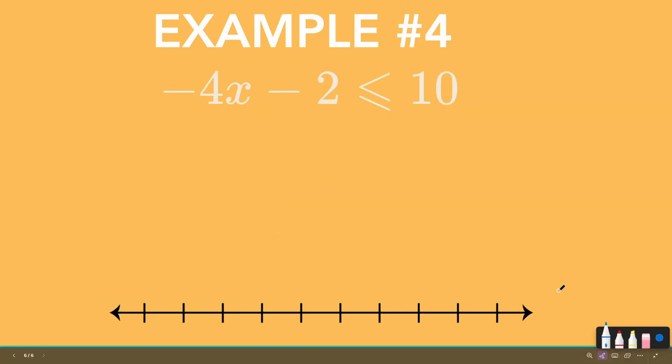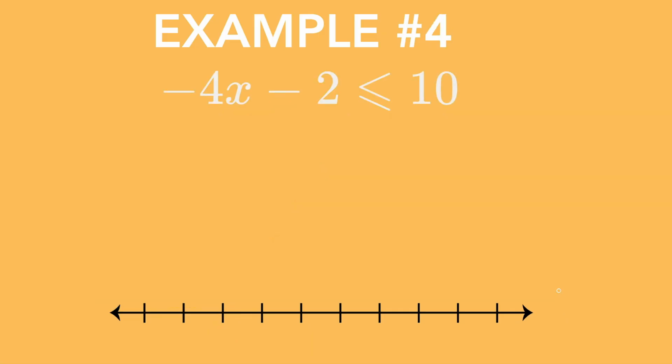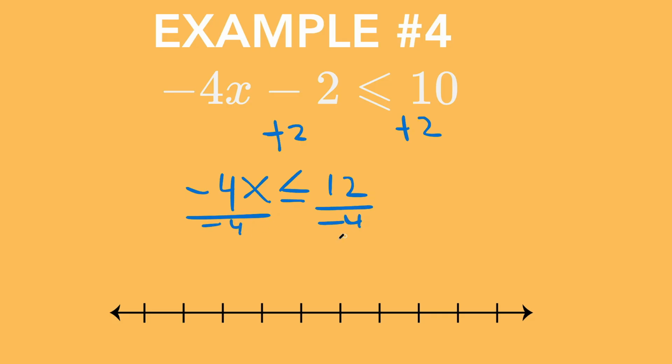Now let's try the fourth question. This is similar to our last example, so feel free to pause and try it now that you understand what to do. Alright, first we'll simply be adding 2 to both sides. Now we have -4x is less than or equal to 12. Now we're simply going to be dividing by -4 on both sides, and now we get x. And since we're dividing by a negative, we're going to be flipping the sign. So now it'll be x is greater than or equal to -3.